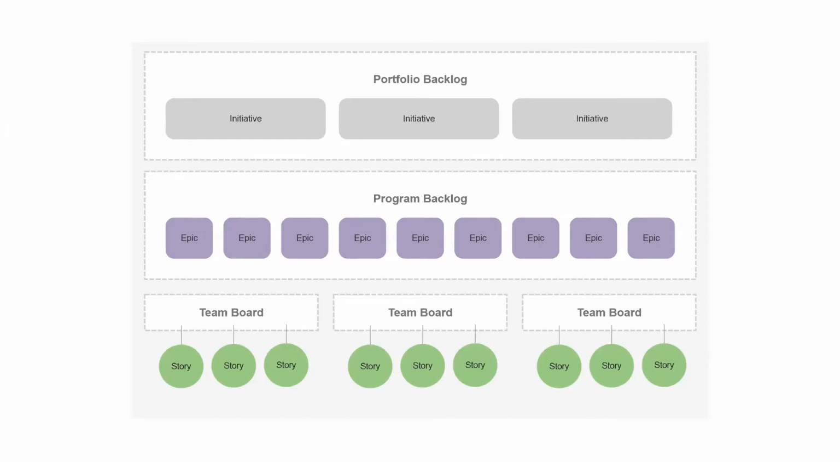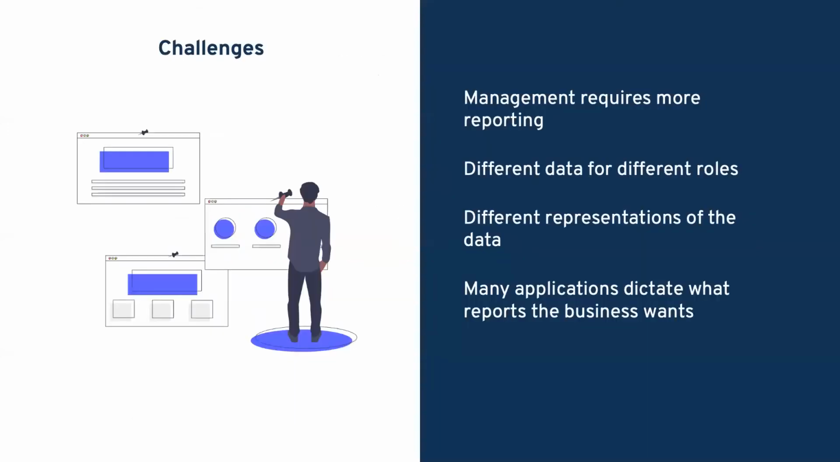But what are some of the challenges that come with these out-of-the-box configurations? So as you can see, Jira is great at configuring a SAFe implementation. However, the biggest challenge is that management does not get that much needed reporting. There are many challenges in reporting. For example, different roles in the organization need to see the reporting from different data sets.